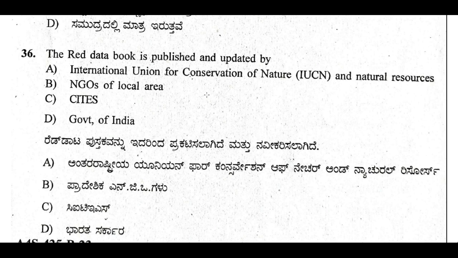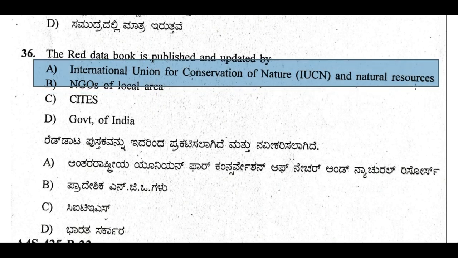Option A is the right answer, IUCN, the International Union for Conservation of Nature and Natural Resources, publisher of the Red Data Book, which was published in 1964. IUCN was founded in 1948, and its aim is to conserve species with the help of scientific knowledge and international cooperation. So option A is the right answer.